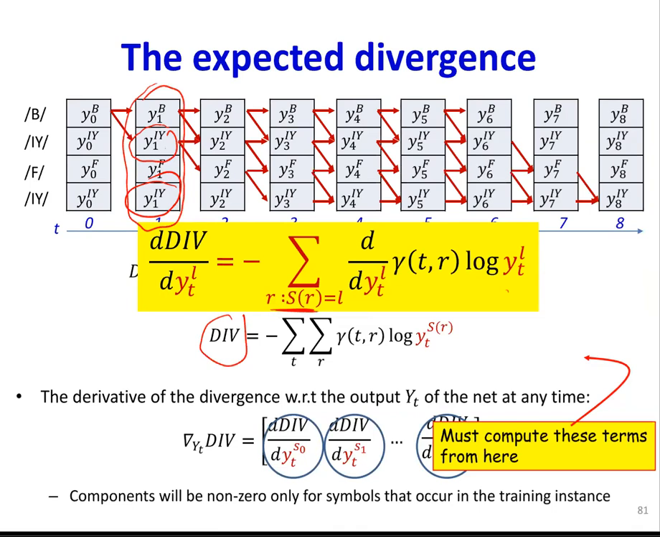And it's going to be the derivative of gamma times log y. So you have one gamma here and a gamma here, with respect to y. And of course, the derivative of log y is simply going to be 1 over y. There's a minus outside. And it is the summation over all the rows that include that symbol of the gammas for that row.